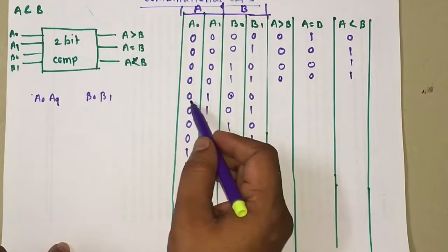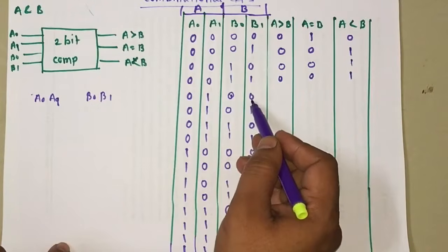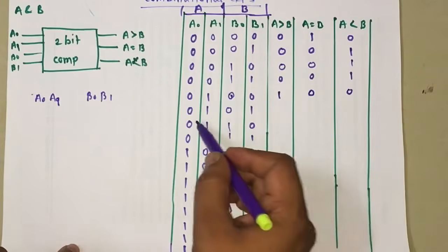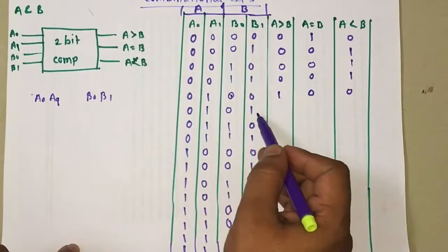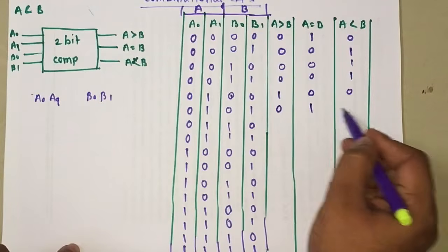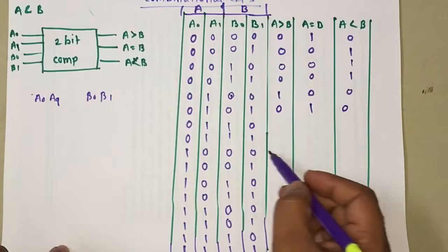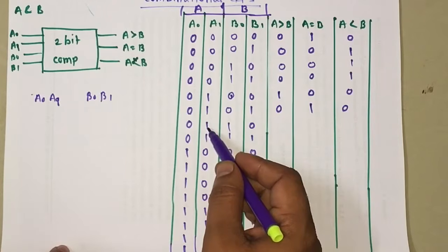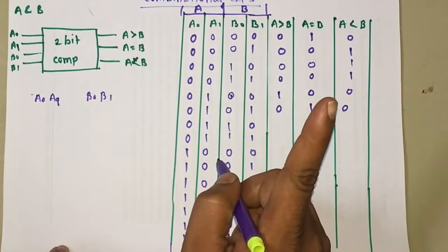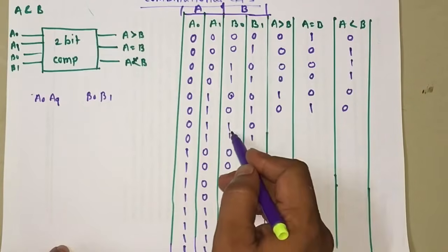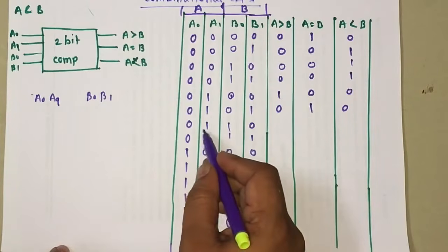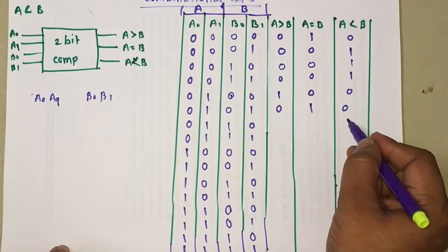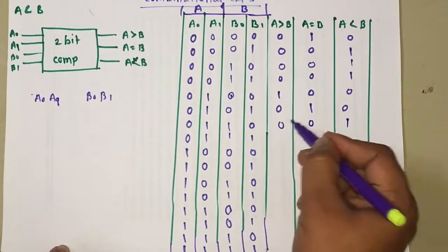Next, here the number A is 0, 1 and B is 0, 0, meaning A is greater. So here put 1 and the remaining are 0. Then 0, 1 and 0, 1, both are equal, so A equal to B output is 1. Here 0, 1 and 1, 0. 0, 1 means in decimal it is 1, and 1, 0 means 2. So A is 1 and B is 2. Which one is greater? B is greater. So here we will take 1 and these values are 0.